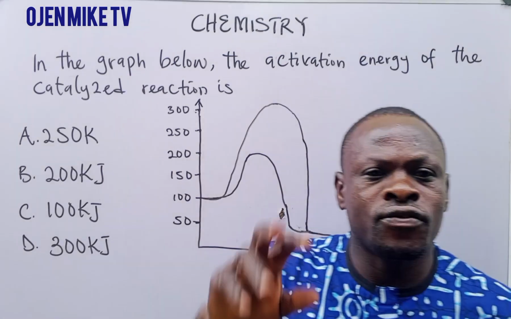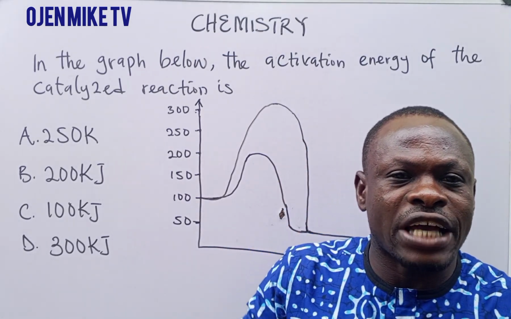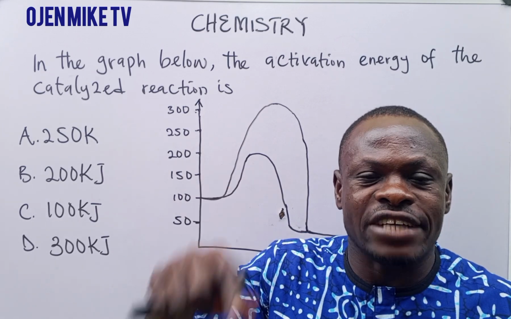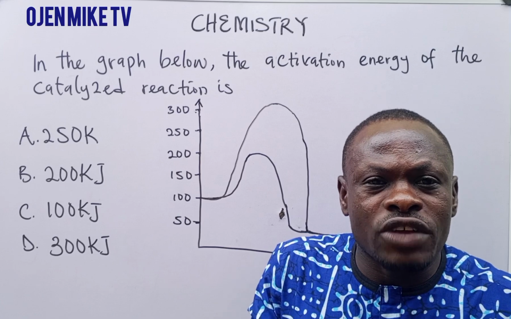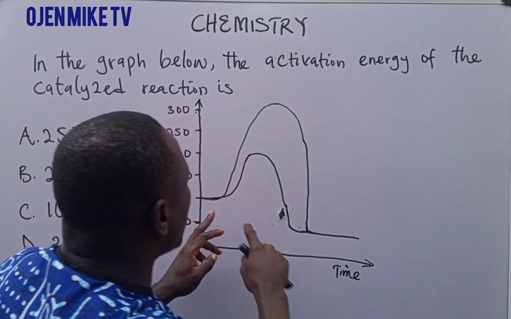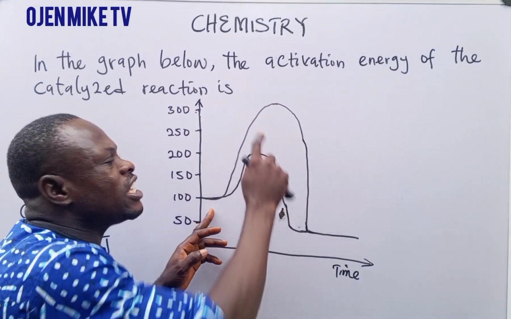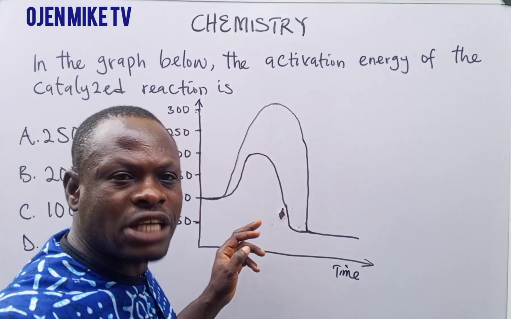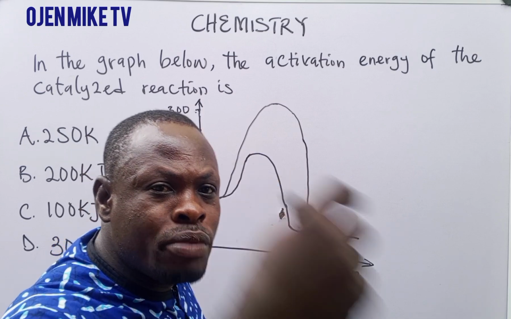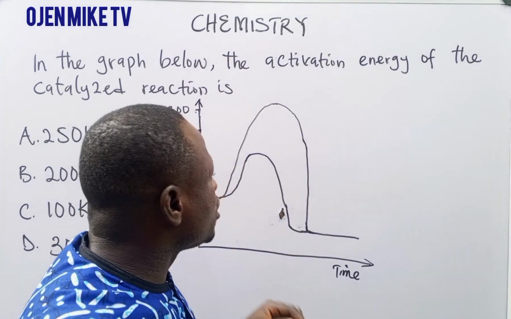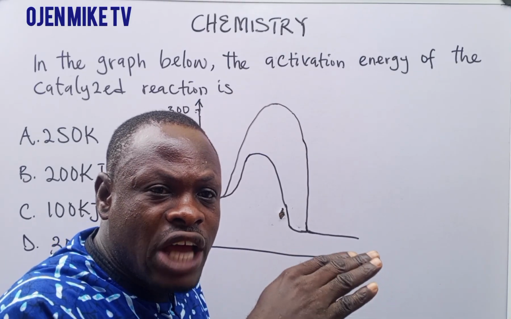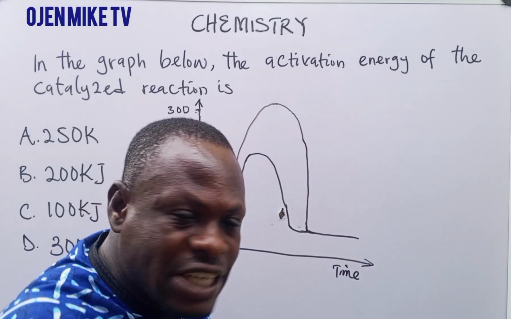Now, we have the activation energy of a catalyzed reaction, and we have the activation energy of the uncatalyzed reaction. If you look at the diagram, the activation energy of the uncatalyzed reaction is the higher one, because a catalyst has not been added. A catalyst is a substance that speeds up the rate of a chemical reaction. If a catalyst is added, the activation energy will be lesser. Do you get that?